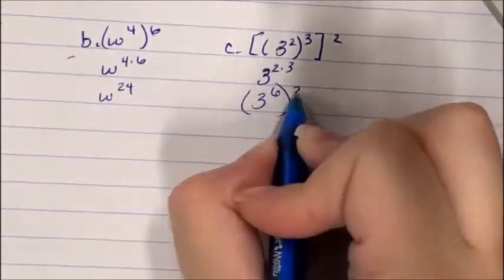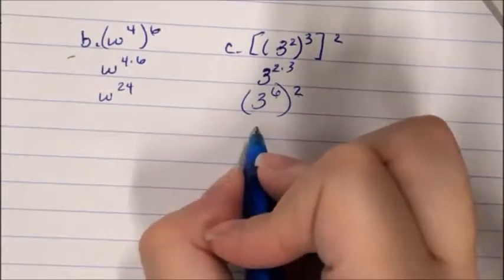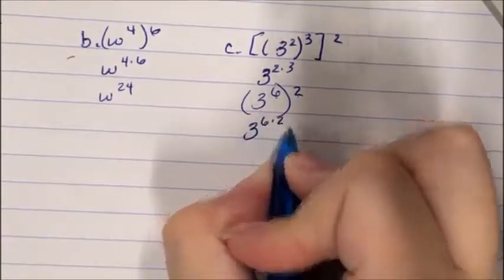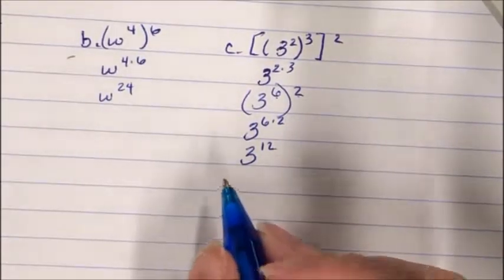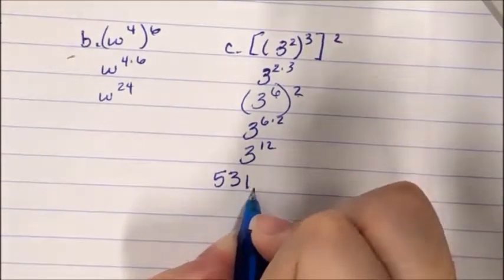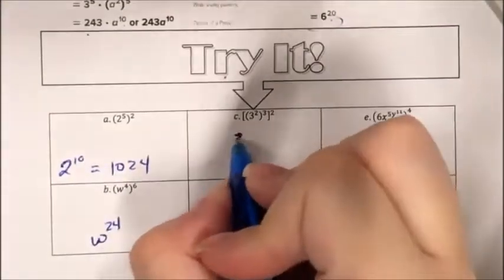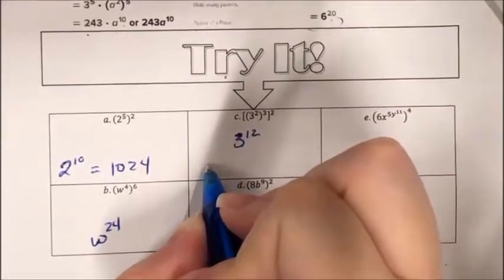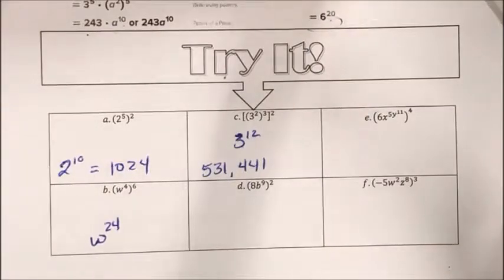Okay, but then I have to square that. So 6 times 2 gives me 12. So I get 3 to the 12th power, which is also the same thing as saying 531,441. Okay. So 3 to the 12th or 531,441. So either of those answers would be acceptable.